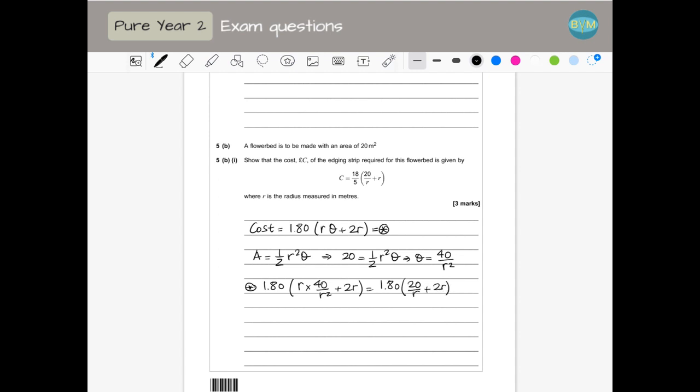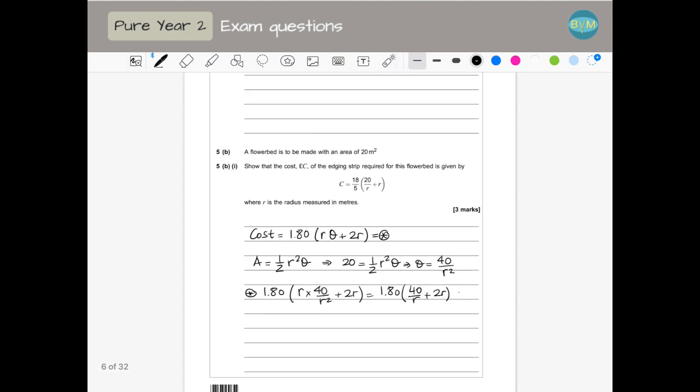If we compare this with what we need, it's quite similar already. Sorry, I don't know why I wrote 20. This is 40. We have a very similar expression. This has been divided by 2, and the 2 goes outside. So I have something like 3.60 multiplied by 20 divided by r plus r. So my bracket is already the same. I just have to write the 3.60 as 18/5.